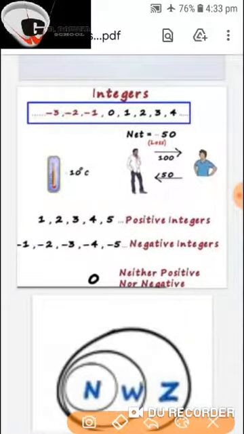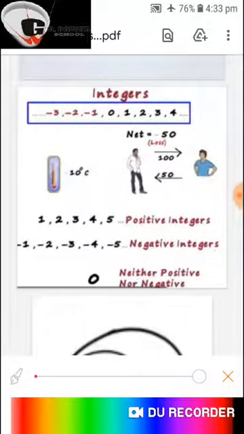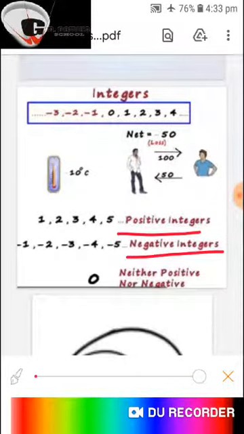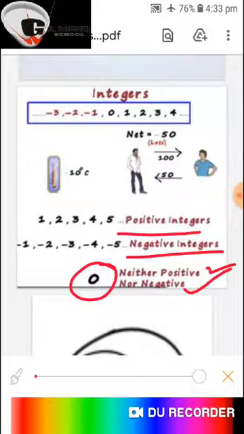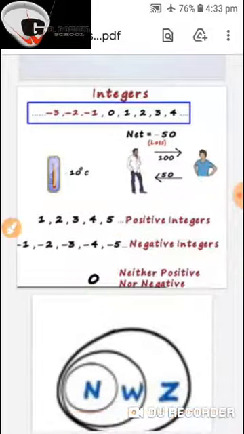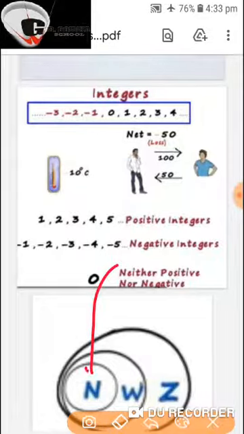Integers include positive numbers, which we call positive integers. Integers include negative numbers that we call negative integers. And it also includes the number 0. And 0 is neither a positive integer nor a negative integer. So we can say that integers are a set of numbers that include natural numbers, whole numbers, and the negative numbers.